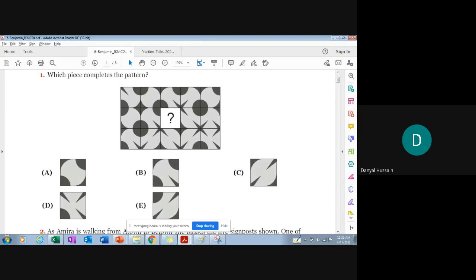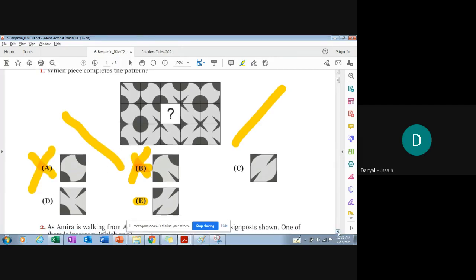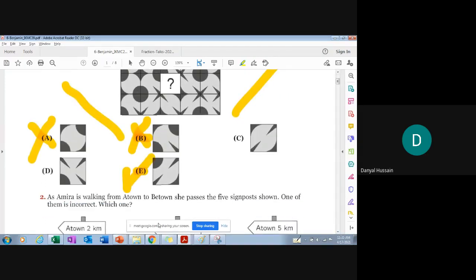For example, this question I want to solve. So I have a black pen or a blue pen, with which I will read the question and try to understand it: which piece completes this pattern. So I observe this question, and now I want to select a correct answer. For example, I am selecting this option. I can write anything on the booklet. I can mark here, I can say this is not the correct option, this is not the correct option. I can do anything on the booklet. This is my correct option.